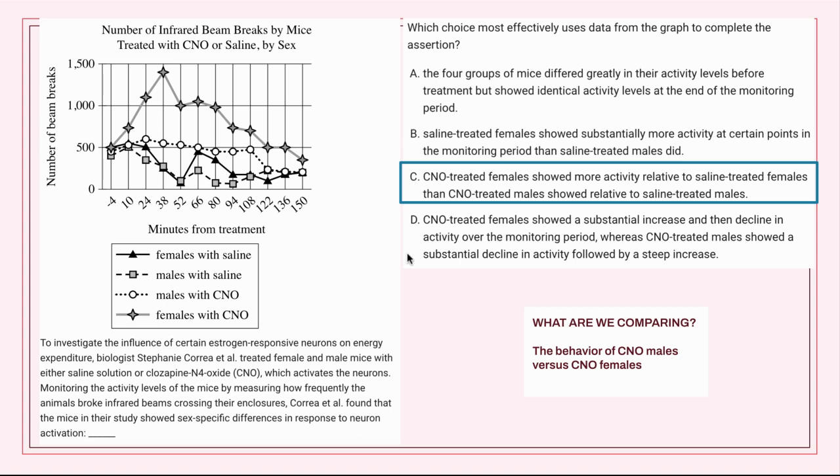If you look at the graph, A and B we can eliminate because they aren't comparing between sexes, and B is only talking about saline treated females, not CNO treated females. C and D both compare CNO females and CNO males. Now you have to kind of check with the graph to see which one makes the most sense. But again, you need to recognize what you are comparing.